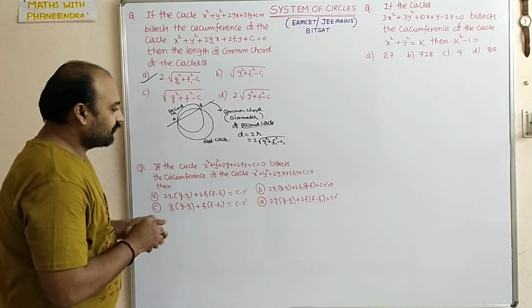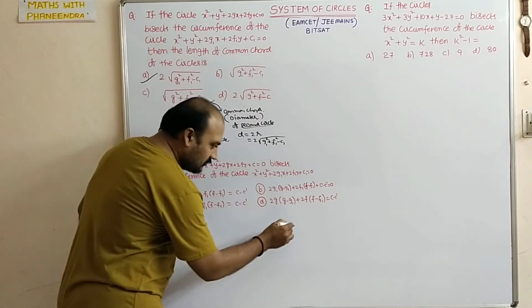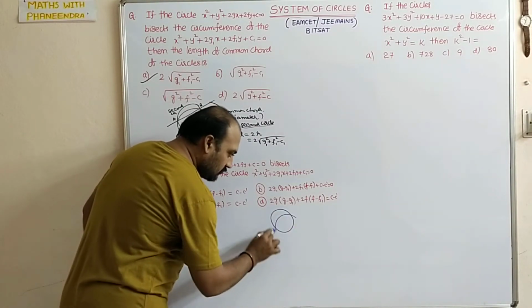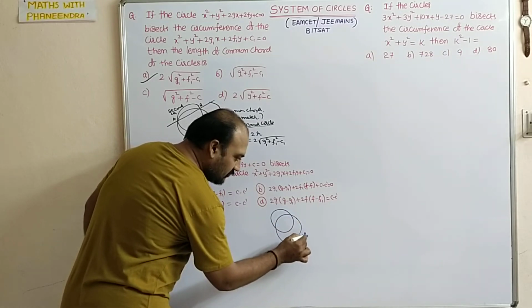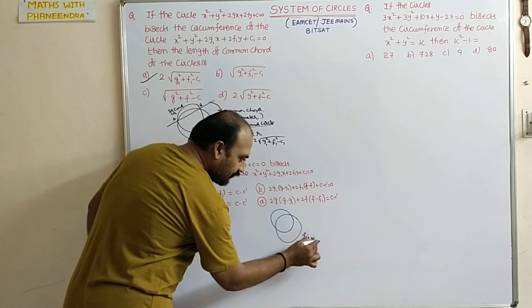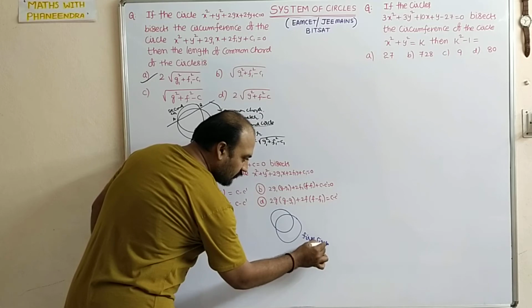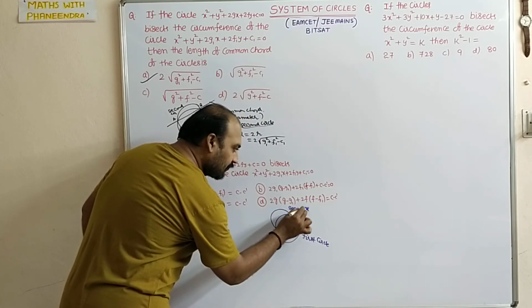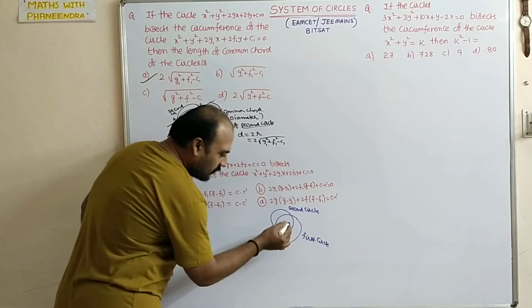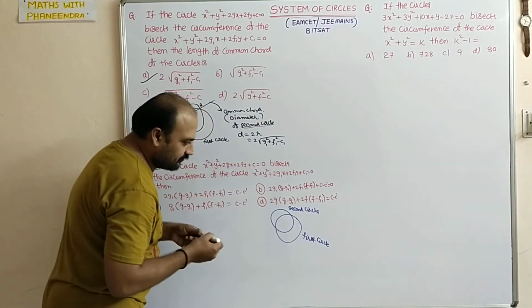So here, this is the first circle. This is the second circle. So this is the common chord.